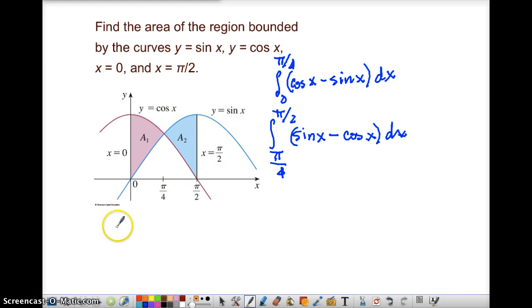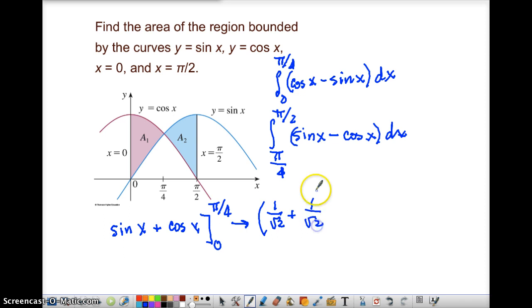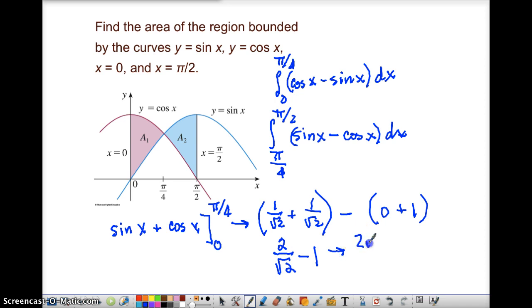The antiderivative of cosine we know is sine x. The antiderivative of negative sine is cosine of x. We're looking at this between 0 and pi over 4. So if we plug in pi over 4, for sine I get 1 over root 2. For cosine I get 1 over root 2. From that I'm going to subtract sine of 0, which is 0, and cosine of 0, which is 1. So this just gives me 2 over root 2 minus 1, or 2 root 2 over 2 minus 1, or just root 2 minus 1.